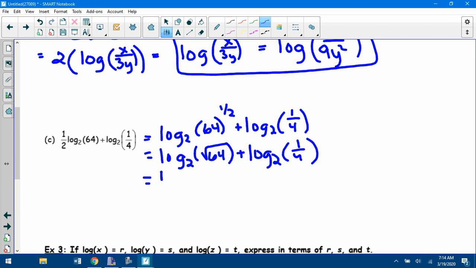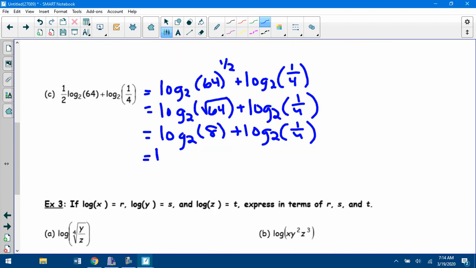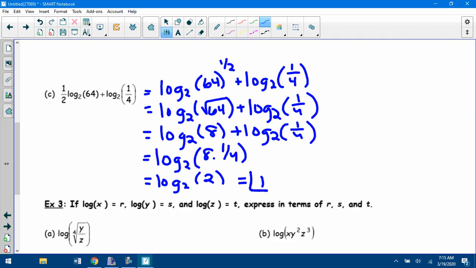So let's do some evaluating. What's the square root of 64? 8. So log base 2 of 8 plus log base 2 of 1/4. Okay, so now I've got 2 logs added. If I want to use my log properties, what's that going to become? 1 log multiplied. So log base 2 of 8 times 1/4, which is 8 divided by 4. It's log base 2 of 2, which we know would work out to be 1. 2 to the first power is 2.